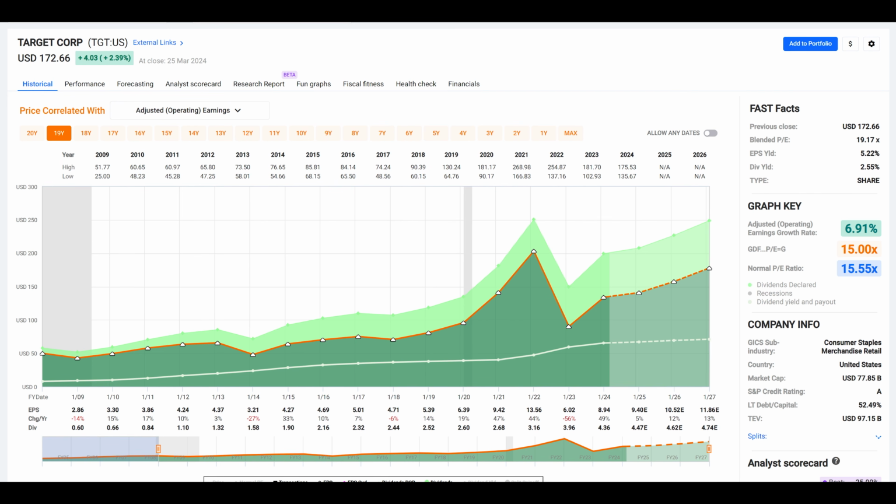The first stock I'm going to look at is Target Corporation. And what I want you to notice about Target is the semi-cyclical nature of the company's earnings as depicted by this orange line.